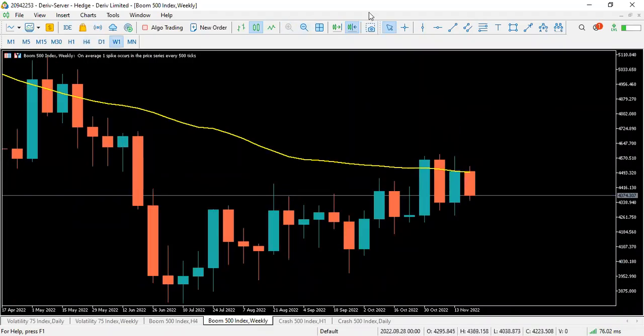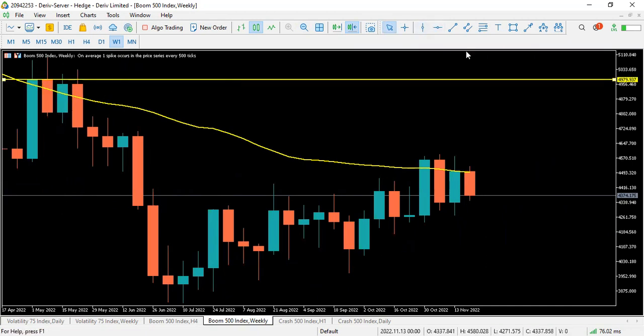Beautiful. So this is Boom 500. Just looking at the candles, I have this major level here, a level of TP where I'm expecting it to boom maybe towards.